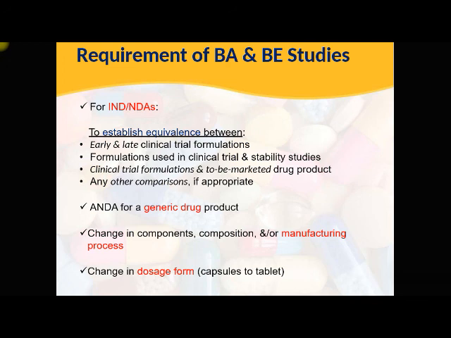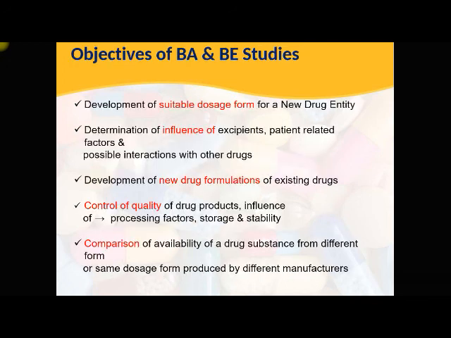So the second condition in which we require BA studies is ANDA. ANDA is the abbreviated new drug application. It is for generic drug products. So a change in components, composition and/or manufacturing process also dictates the use of BA studies. If there is a change in dosage form, like from capsule to tablet, then also we need to perform BA studies. So what is the objective of BA studies?